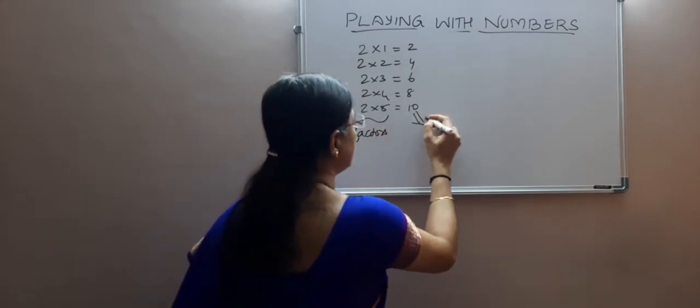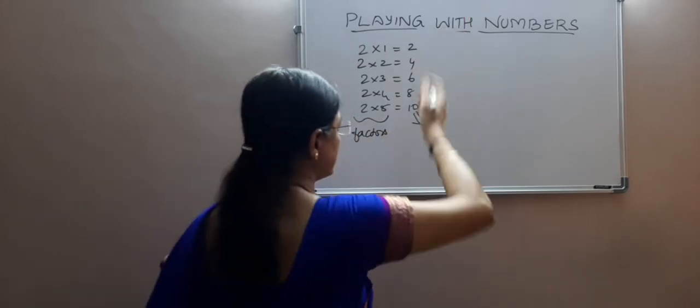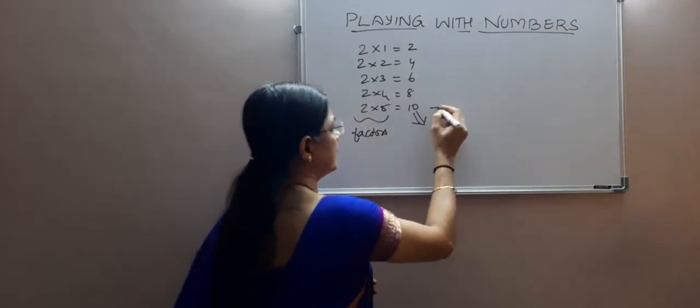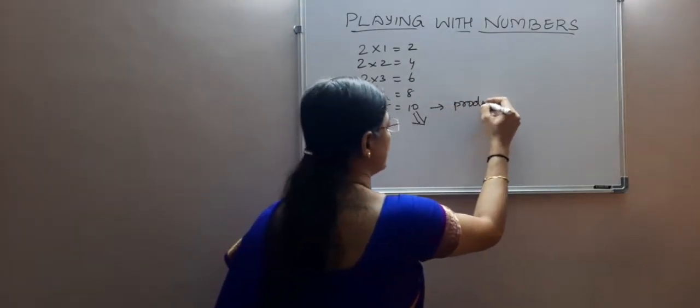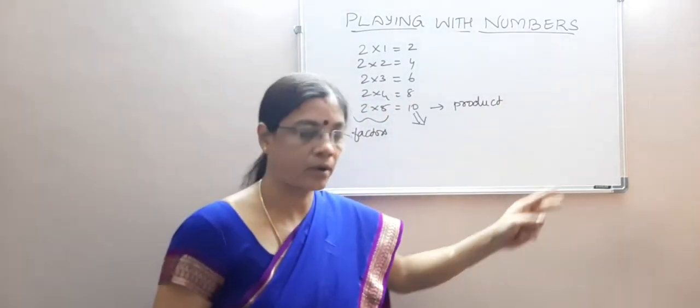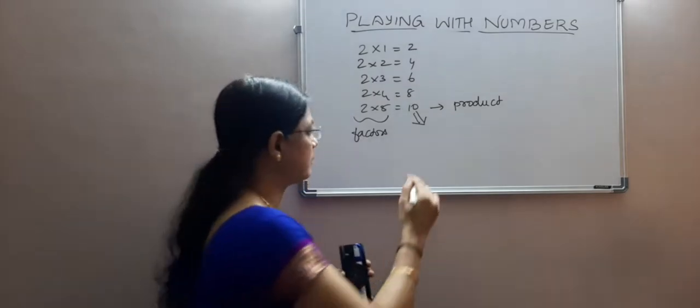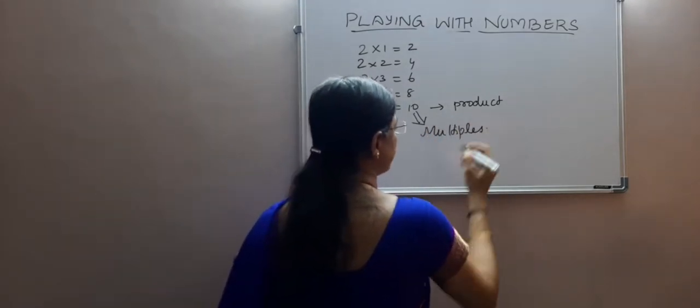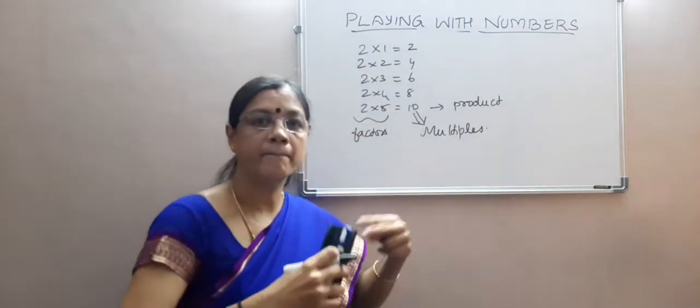And what are the numbers to the right called? We simply say they are products, because when two numbers are multiplied, we get a product. We know the result is a product. But we have some other name, which is also called multiples. Okay, they are called multiples.